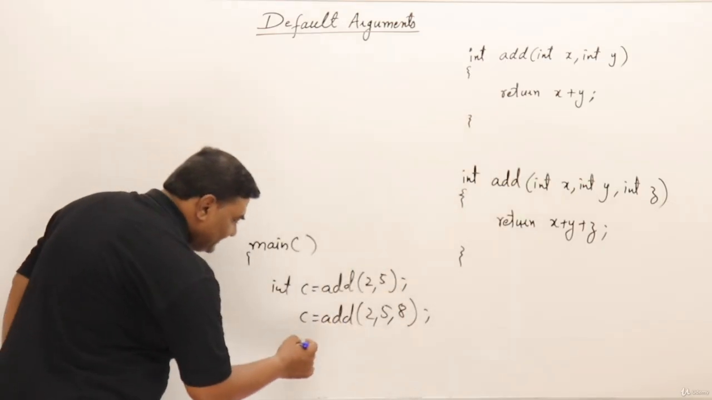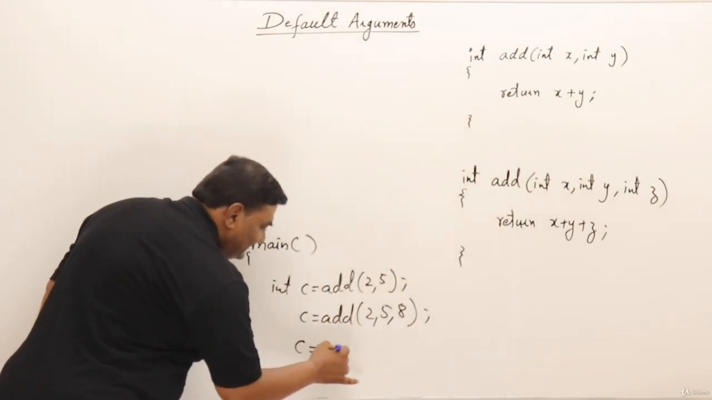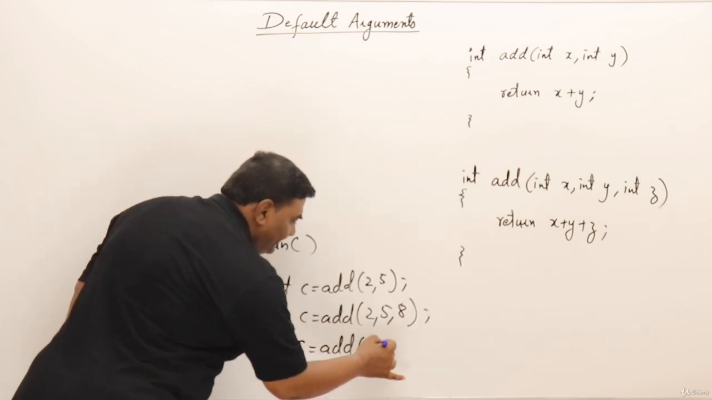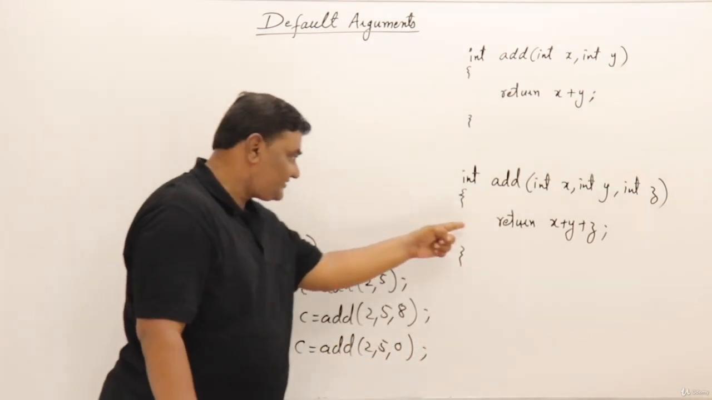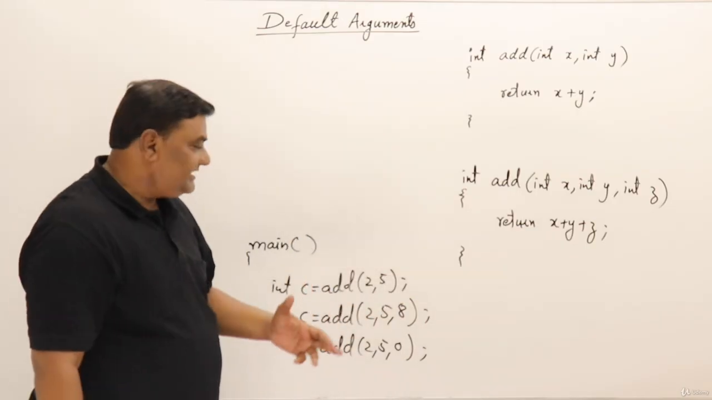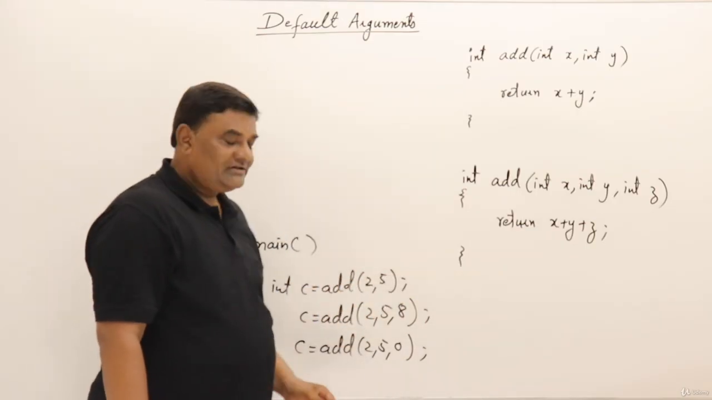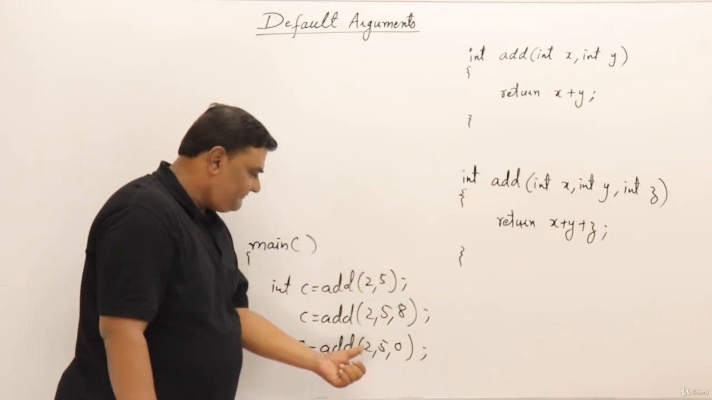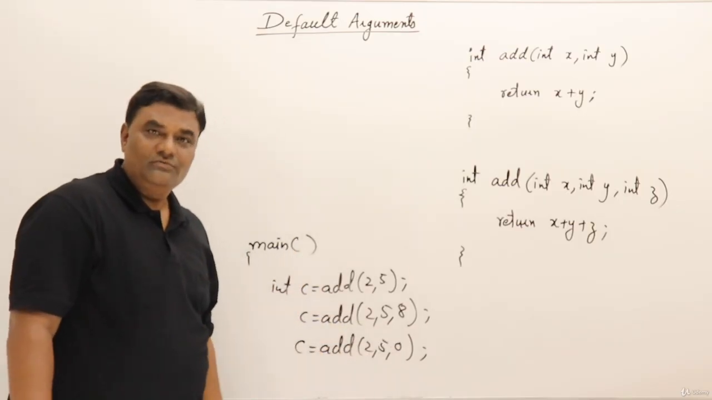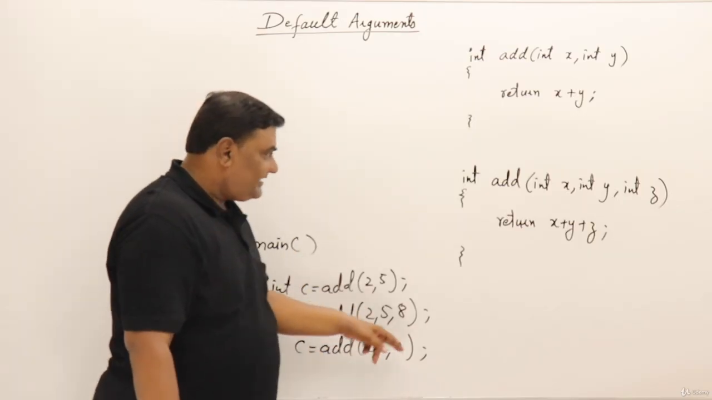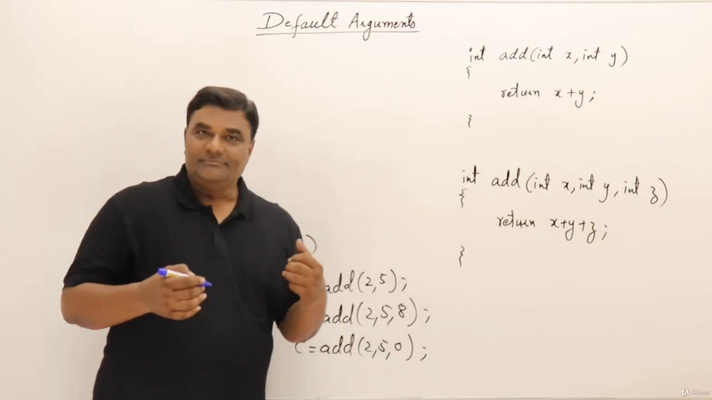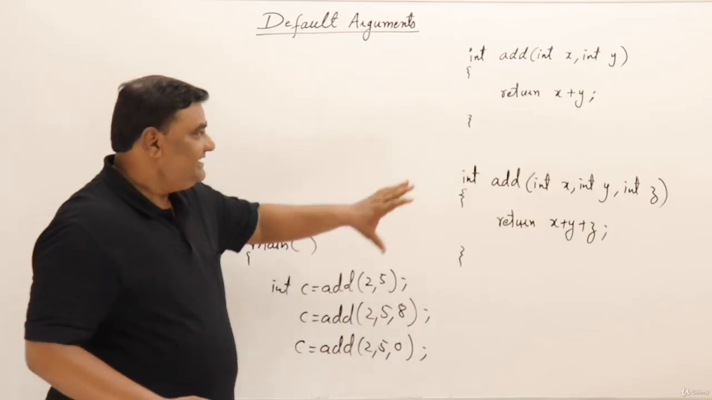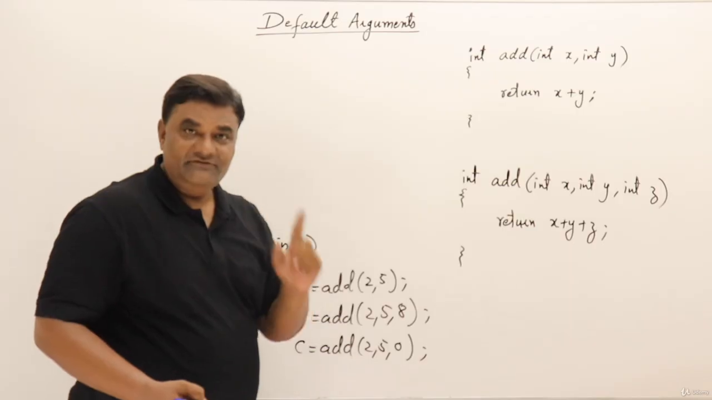But I'll show you one more thing. Can't I say add 2, 5, 0? Which function will be called? The first. But what result will it give? Same as the first function, 2 plus 5, because the third argument I made 0. So if I am ready to pass the third argument as 0, then I don't need the first function. Come to the point: can I combine these 2 functions and write a single function?